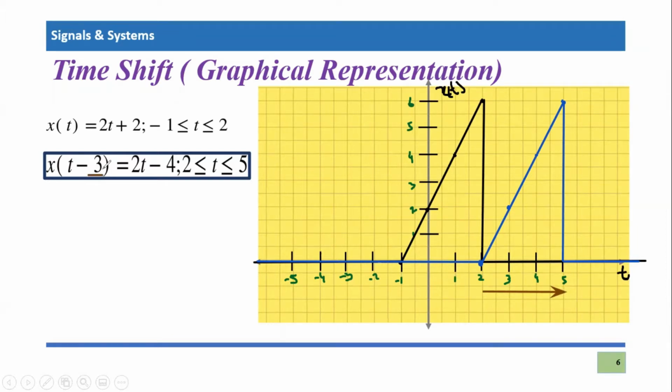T minus 3 is equal to T minus tau. So tau is what? +3. That means signal is delayed. Time value is incremented. That is why it is delayed. Okay, let's do the time advance operation.